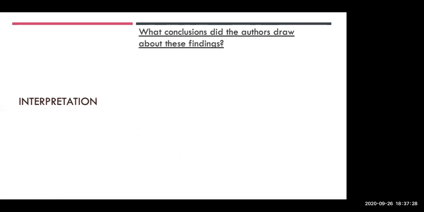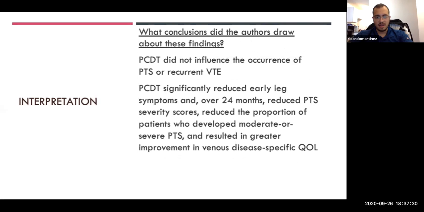So just the conclusions that they drew from these findings. PMCDT did not influence the occurrence of PTS or recurrent VTE, like we mentioned before, but it did reduce early leg symptoms and over 24 months reduced PTS severity, and reduced the proportion of patients that developed moderate to severe PTS and improved their quality of life overall.